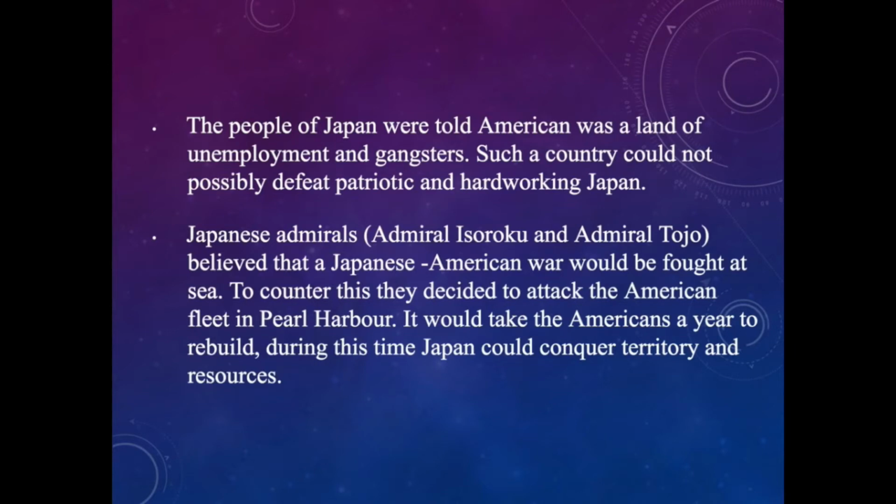Number 5. Japanese admirals believed that a Japanese-American war would be fought at sea. To counter this, they decided to attack the American fleet in Pearl Harbor. It would take the Americans a year to rebuild. During this time, Japan could conquer territory and resources.